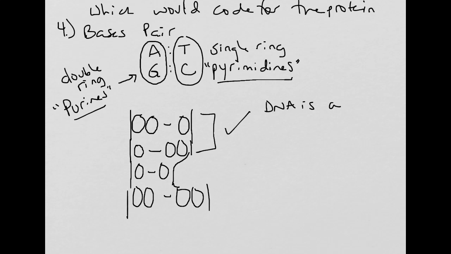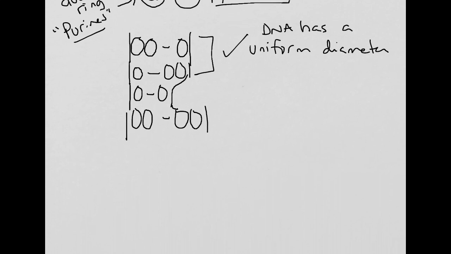I should say DNA has a uniform diameter. All right, so the bases are pairing A to T, G to C, purine to pyrimidine, so that the DNA always has a uniform diameter.